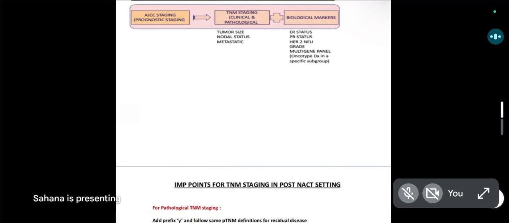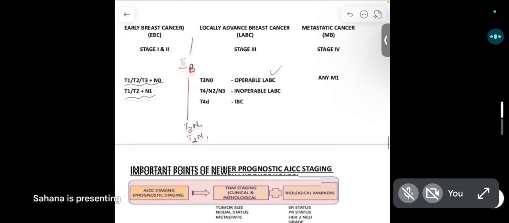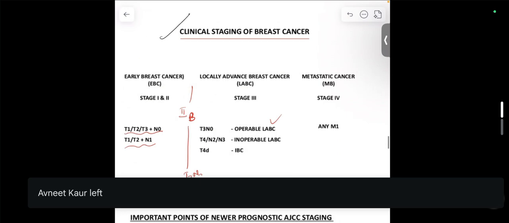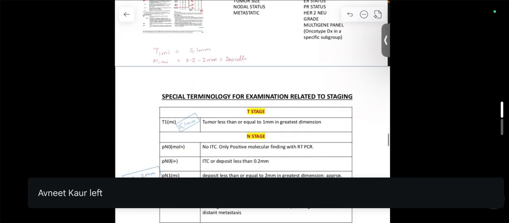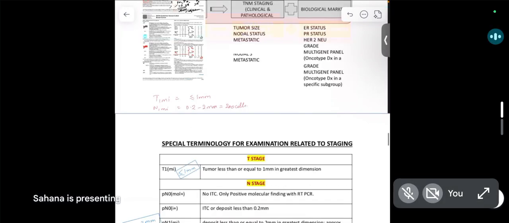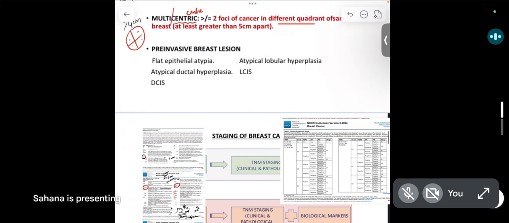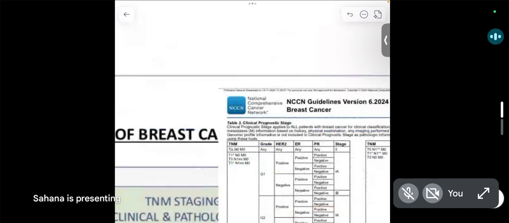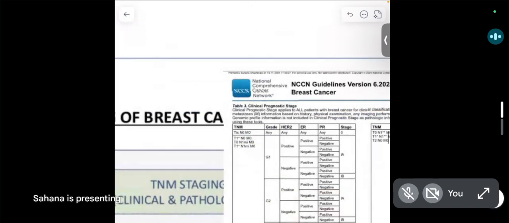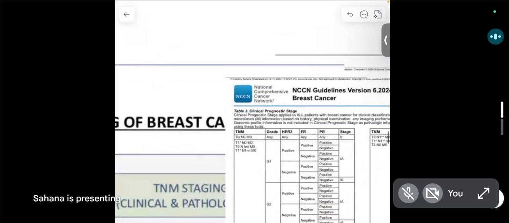Yeah, correct. So prognostic, you will include your ER, PR, where it will downstage if it is positive, making it in a better prognostic group.